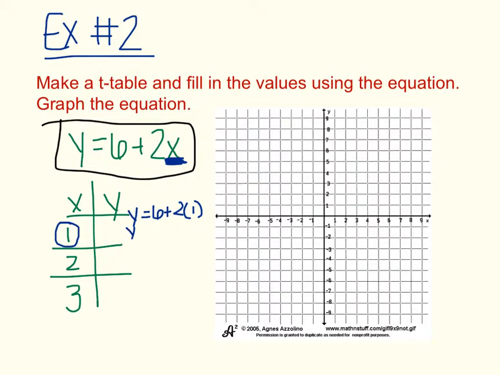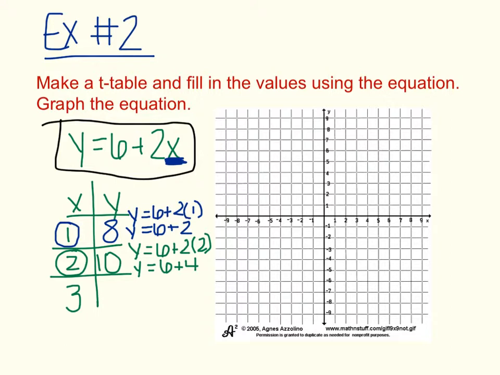So remember, you always have to multiply before you can add. Think about the order of operations. So y equals 6 plus 2 times 1 is 2. 6 plus 2 is 8. Now we plug in a 2. So y equals 6 plus 2 times 2. Y equals 6 plus 2 times 2 is 4. 6 plus 4 is 10.